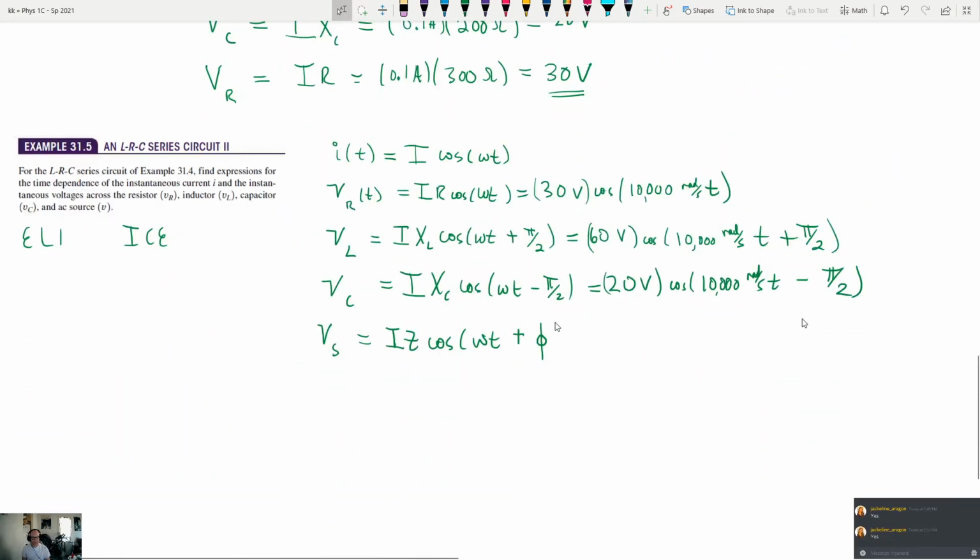So in this case, we got 0.93, and it was positive. So we end up getting I Z, which was 50 volts. That was actually given in the problem, times cosine of 10,000 t plus 0.93 radians. That's it. We're done.